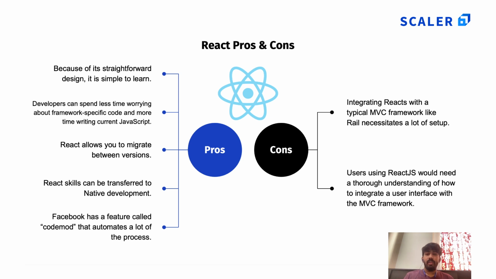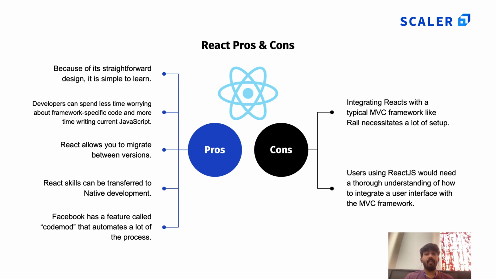They can just use current JavaScript. They don't have to particularly write in framework-specific code, which happens in Angular a lot. That's why it's quite hard to shift from one version of Angular to the next version of Angular. React allows you to migrate between versions, so that's much easier to migrate between versions than Angular.